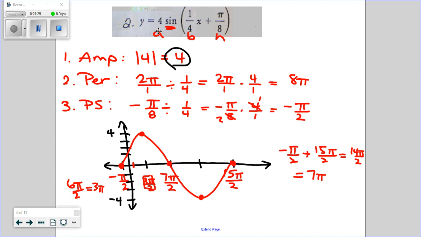All right, so you guys will practice this in class tomorrow. I know it seems confusing at first, but once you get the hang of it, it's really not that bad.